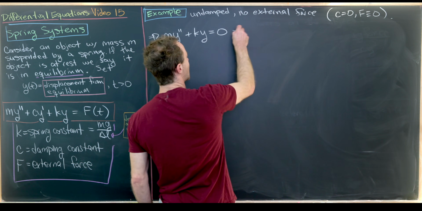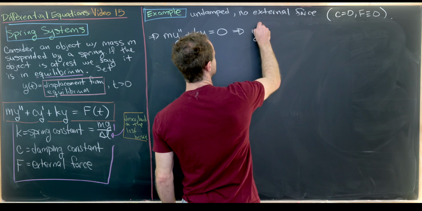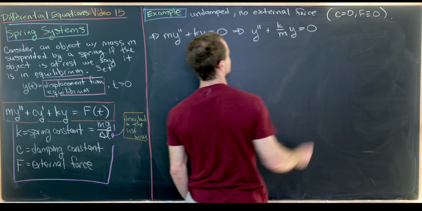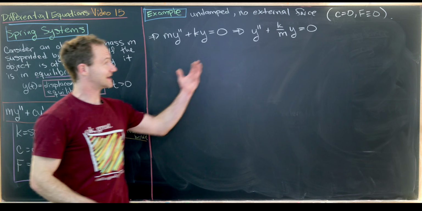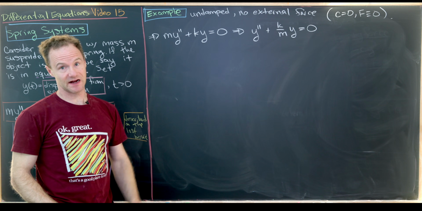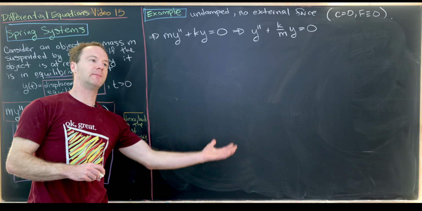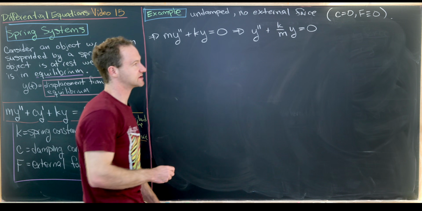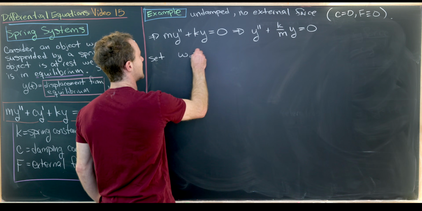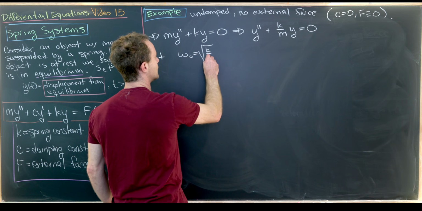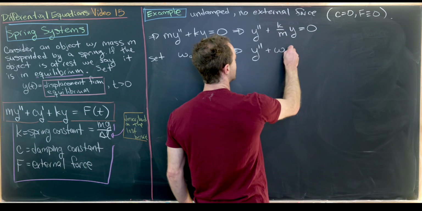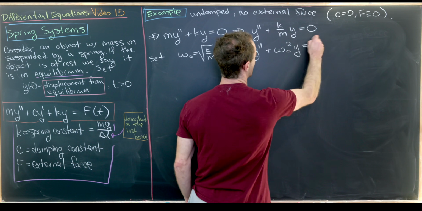Which it's pretty obvious that we would maybe want to write as y double prime plus k over m times y equals 0. And then notice that k and m are both positive, so this looks to have solutions that involve sine and cosine and no exponential part by our previous knowledge of these types of equations. Now I'm going to introduce some notation. So let's set omega naught equal to the square root of k over m. And notice now our differential equation looks like y double prime plus omega naught squared times y equals 0.